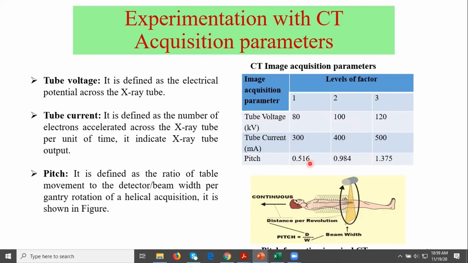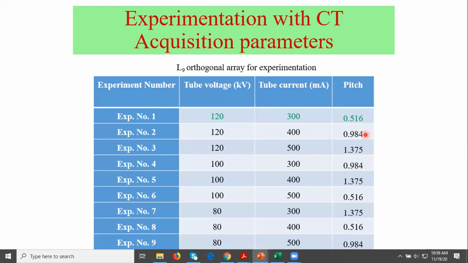But here, 0.5 to 0.9, almost 4 here and 3 here. In CT scan only these three pitches are available to change, so that's why we are taking these parameters. But almost all are average values. You should consider this when you are doing the experimentation in your result, in your thesis, in your research.